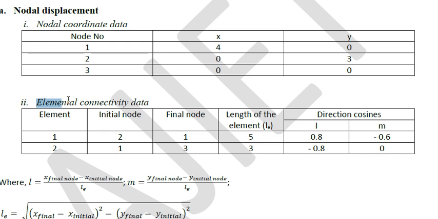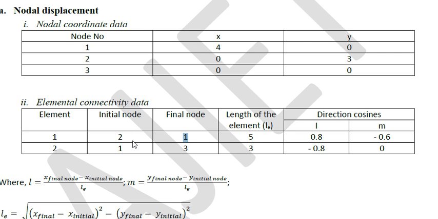What is the second step? To write element connectivity data. How many elements are there? There are two elements. That is why in the table I have element 1, element 2. Second column is initial node. Third column is final node. I have to take initial node and final node.